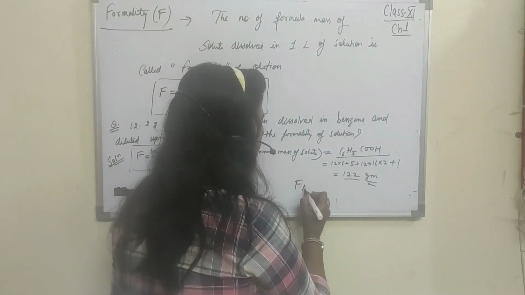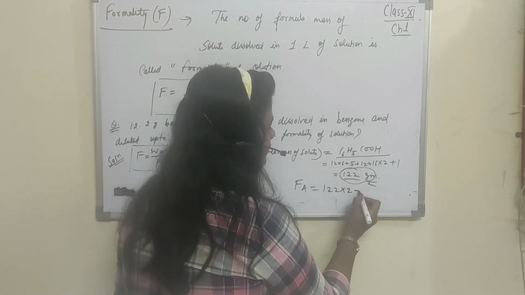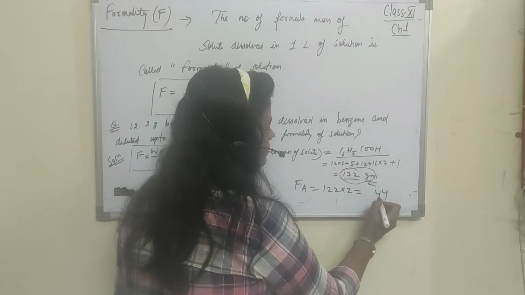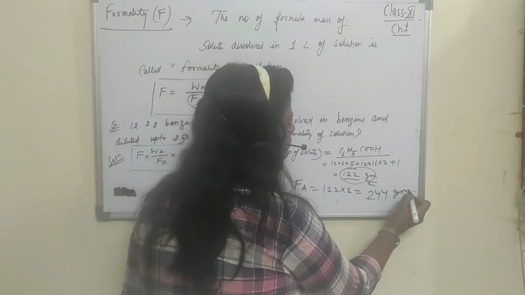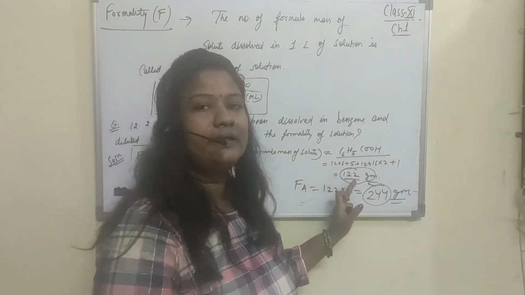Fa will be equal to 122 gram, 122 multiplied by 2, which is 244. We will use the formula mass 244 gram in place of 122 gram.